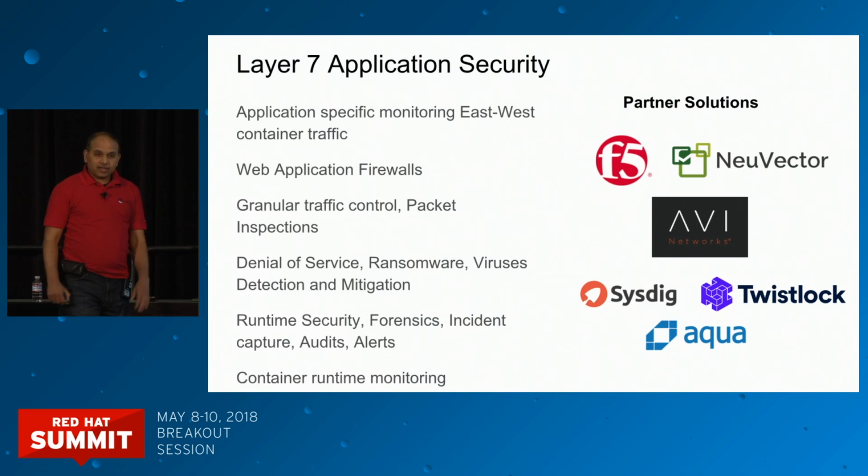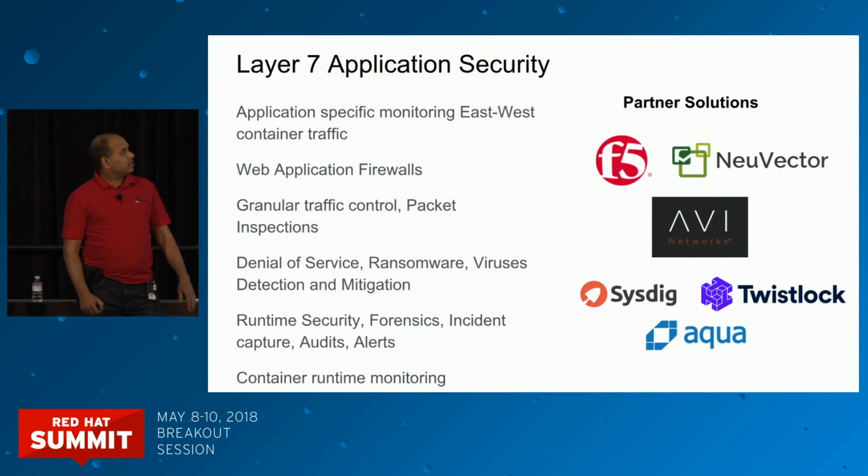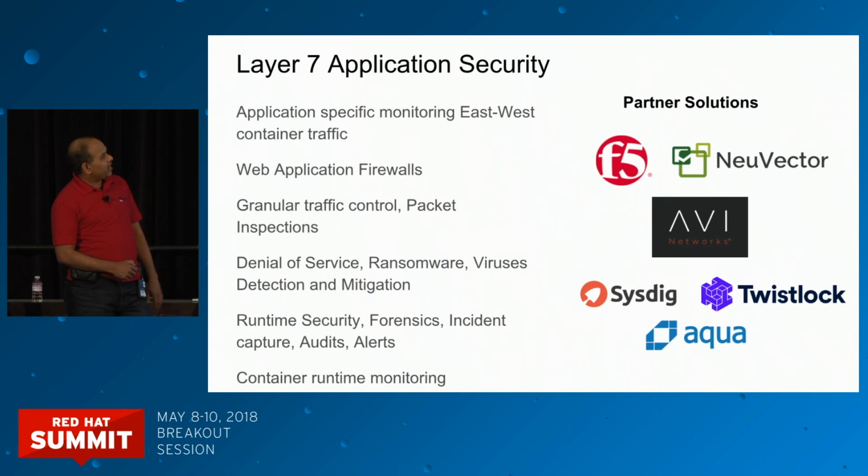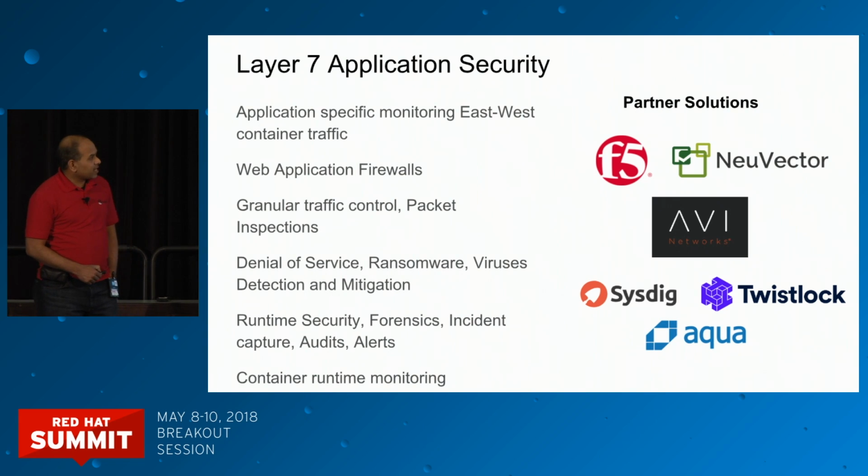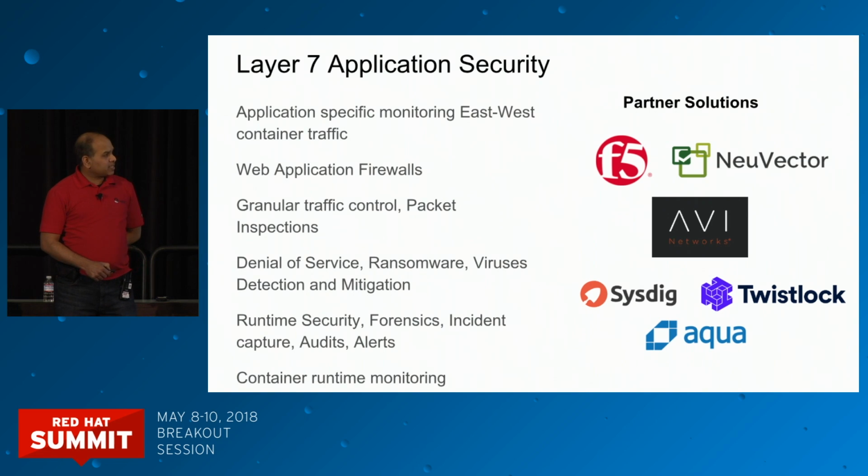What else? The next question that we get commonly asked is about layer 7 application security. So I want to monitor traffic, the east-west container traffic within the OpenShift cluster. Can I do that? I want to set up web application firewalls. Can I do that? Can I do granular traffic control? Can I do packet inspections? Can I do things like denial of service? Can I detect the denial of service attacks or ransomware, viruses, and all that stuff, right? Or can I just do runtime security with forensics, capturing incidents, doing auditing, and stuff like that, right?